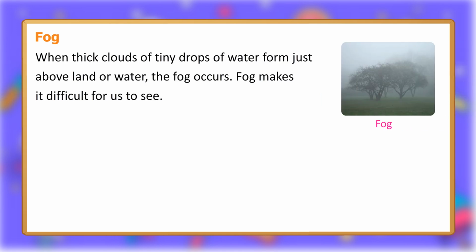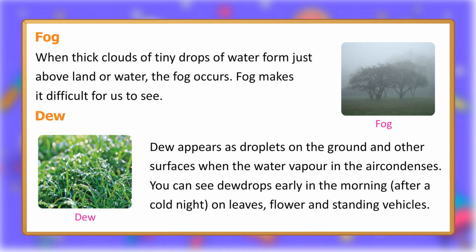Fog. When thick clouds of tiny drops of water form just above land or water, fog occurs. Fog makes it difficult for us to see. Dew. Dew appears as droplets on the ground and other surfaces when the water vapor in the air condenses. You can see dewdrops early in the morning, after a cold night, on leaves, flowers and standing vehicles.